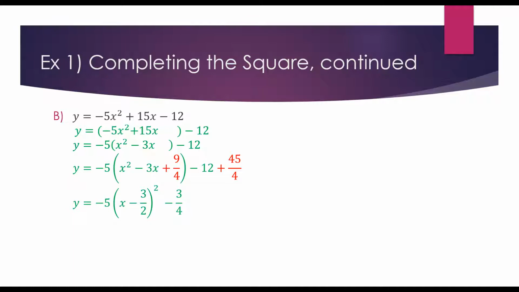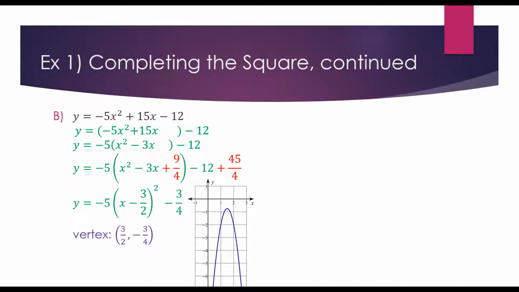So -48/4 plus 45/4 gives us -3/4. Now this is in vertex form. We can look at it. We know our vertex is going right 3/2, down 3/4. We have a reflection over the x-axis and a vertical stretch of 5. So if we go right 3/2, down 3/4, there's our vertex.